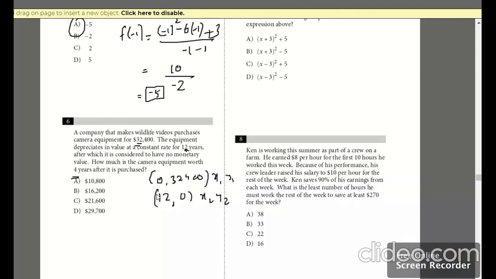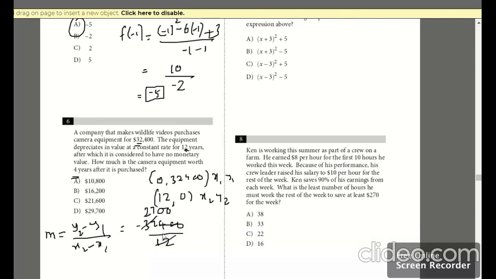As I told you, we are going to solve it with the slope concept. For the camera equipment, we've taken the points 0 comma 32,400 and 12 comma 0, because after 12 years it depreciates fully. If I have to calculate the slope now, the formula we know is difference of y over difference of x. So this will give you negative 32,400 by 12. Upon cancellation, what we'll get is 12 times 2 is 24, then 12 sevens are 84, and then 2 zeros intact.